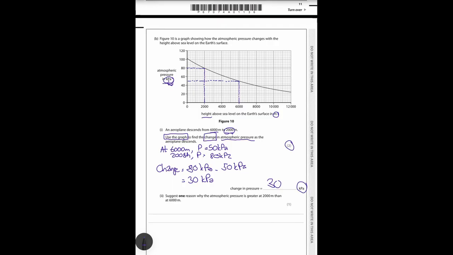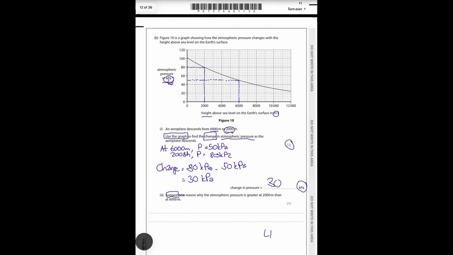Okay, so the next one says suggest. There's the command word here. Now, suggest is essentially explain. So I'm going to try to do the same thing that I do for explain questions, which is: is there a law, principle, or formula I can use? And then state the obvious keywords and try to link it to the question.